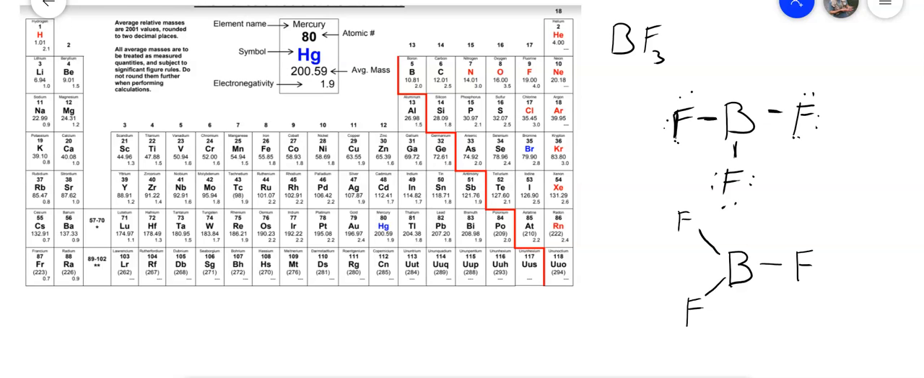You'll notice this is called a trigonal planar. Okay, I'll just abbreviate that. A trigonal planar molecule. Now, in a trigonal planar molecule, we do have the possibility of being polar or nonpolar. So we do have to put in the bond dipoles and see if the molecule is going to be polar or not.